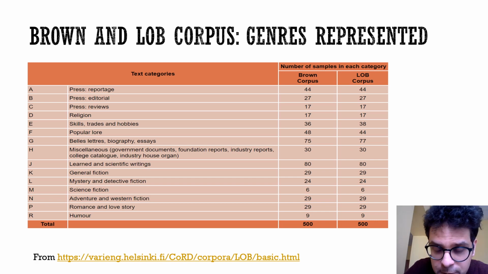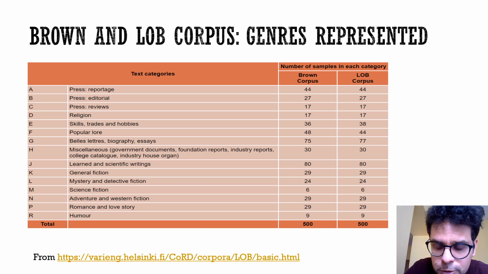The Brown corpus is American and the LOB corpus is British, but they have been matched so as to have basically the same structure, for easier comparison. So you can see that they are formed of 500 text samples, and these samples are from different categories or genres, from editorial, reviews, religion, letters, fiction, science fiction, and so on. And as you see, the number has been matched so as to allow a more balanced representation of different varieties of American and British English.